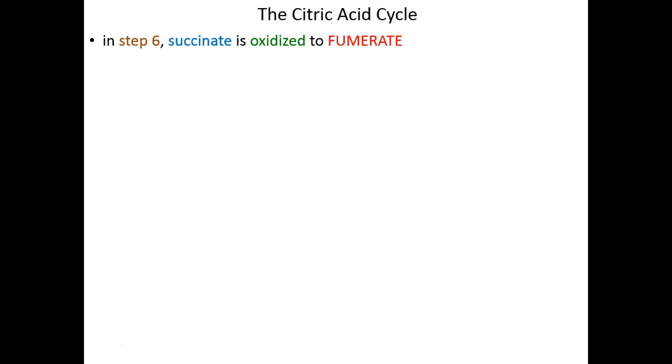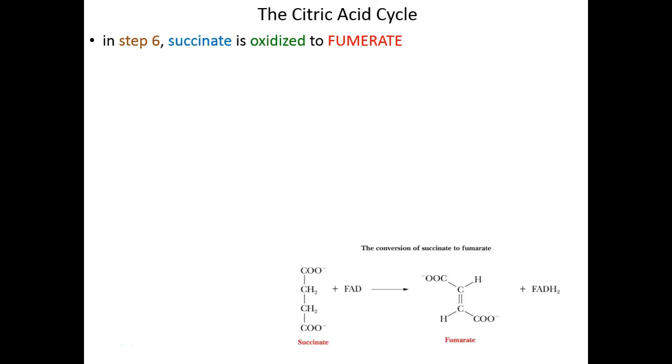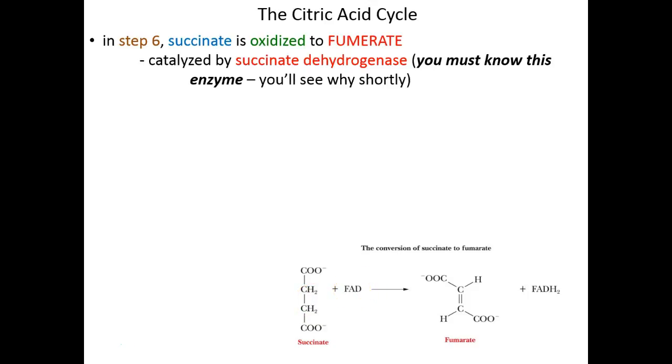So in step 6, this is a redox reaction. Succinate is oxidized to fumarate. We can see where those electrons are coming from. They're coming from these central carbons, carbon 2 and 3 here. We lose protons from those carbons and electrons as well, and those 2 electrons and protons are used to reduce FAD to FADH2.